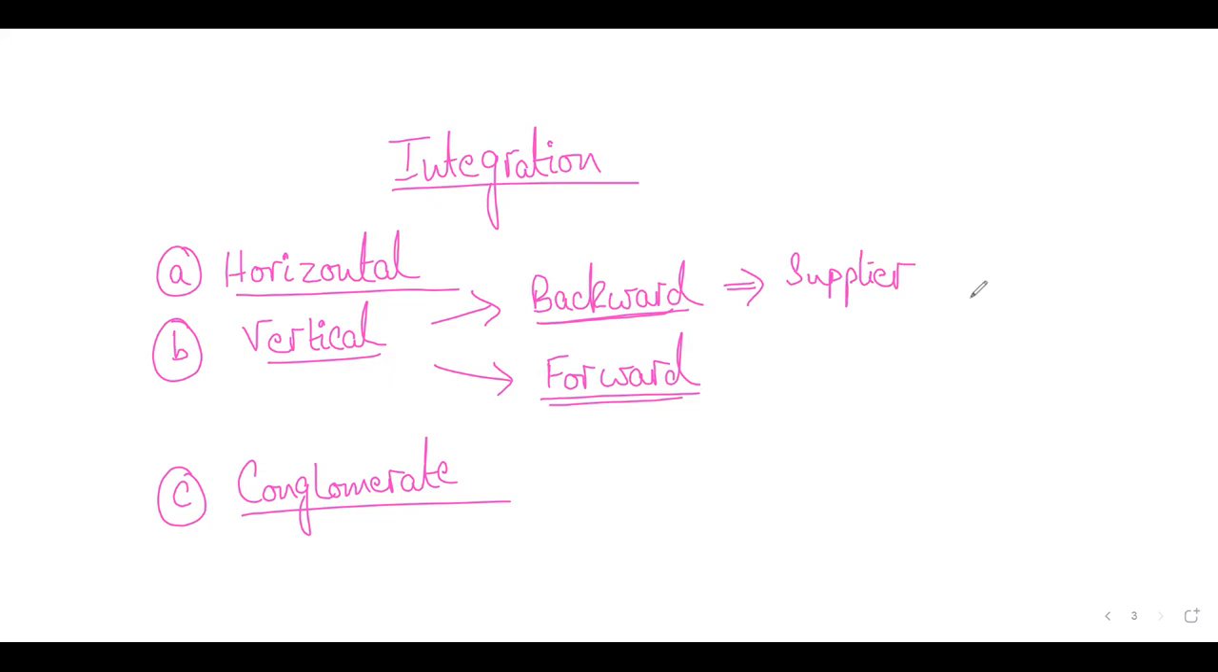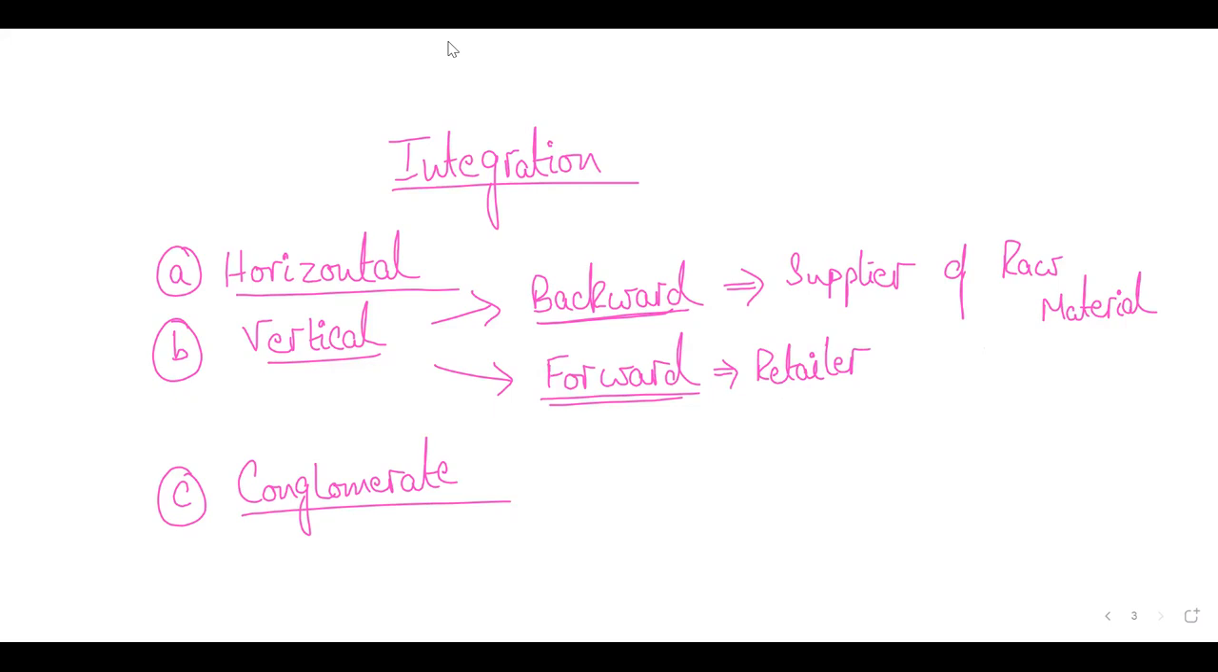In the case of backward, it is the supplier of raw material, so car manufacturing with tire manufacturing. And in the case of forward, it will be the product retailer, right? And conglomerate is when two unrelated businesses merge.